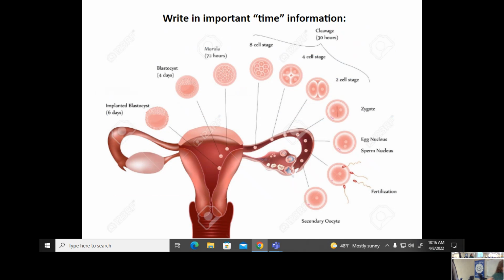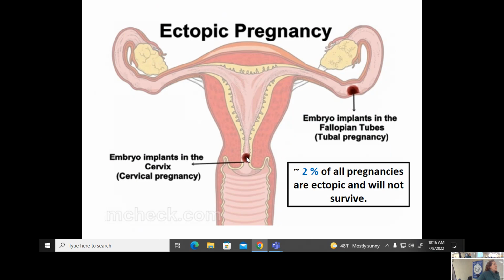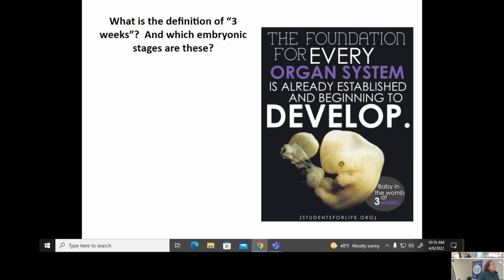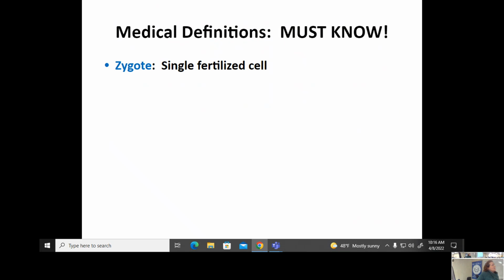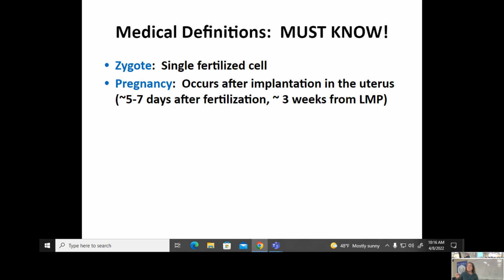That was way back. Okay, so we've got the zygote, and then we get to a stage called the blastocyst. The blastocyst is supposed to implant in the uterine wall, and hopefully that's in a good spot and not an ectopic spot. But when it does implant, that is the definition of pregnancy.